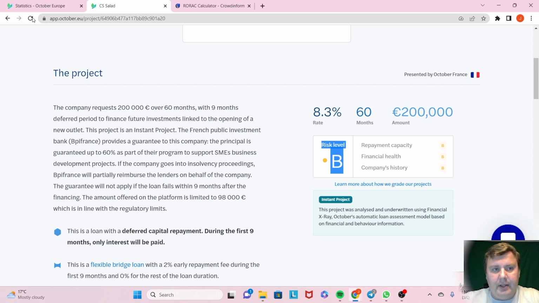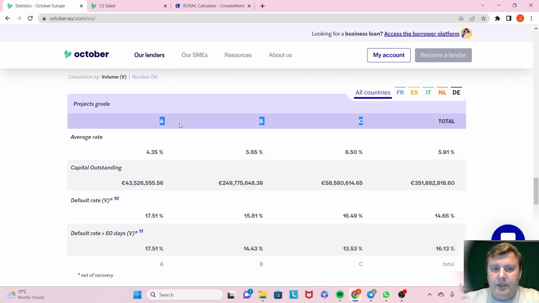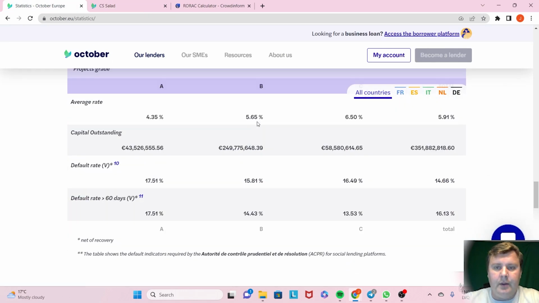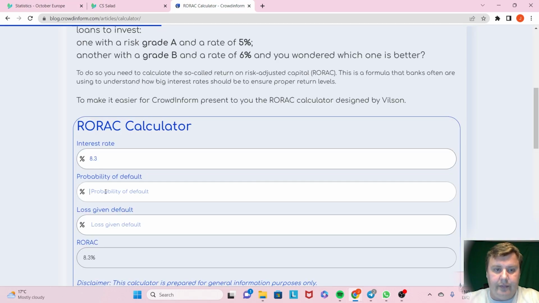And October also does a great job here, and they show information for each rating. So we have a rating B and a default rate of 15.8% for this rating. What does it mean? It means that historically 15% of the borrowers with rating B went into default. And if the economic situation remains the same, we can assume that the probability of default will be the same. So we put this number in the probability of default.